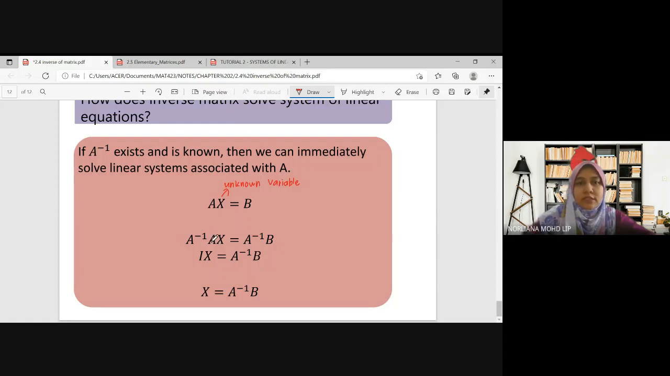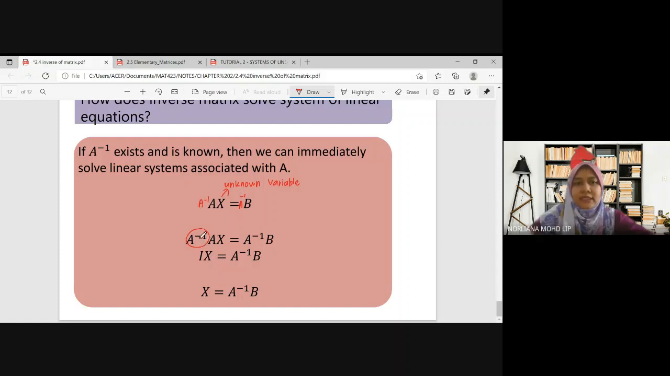So A inverse times AX is equal to A inverse times B. We put A inverse on the left hand side: A inverse times A times X is equal to, we put A inverse on the right hand side as well, so A inverse times B.